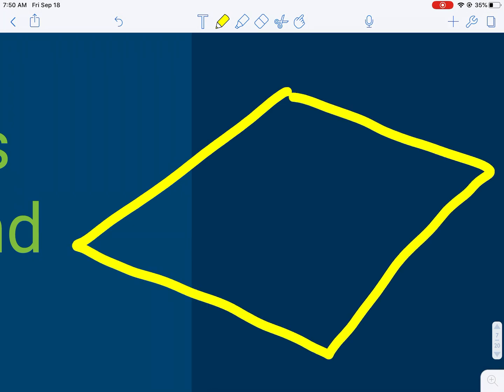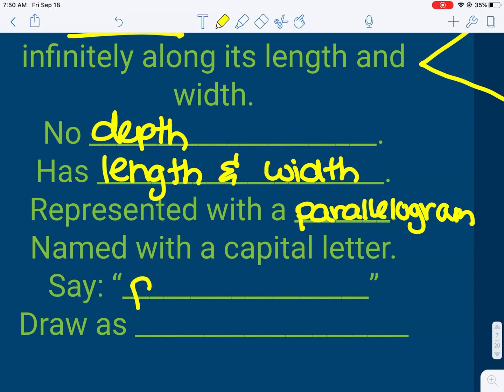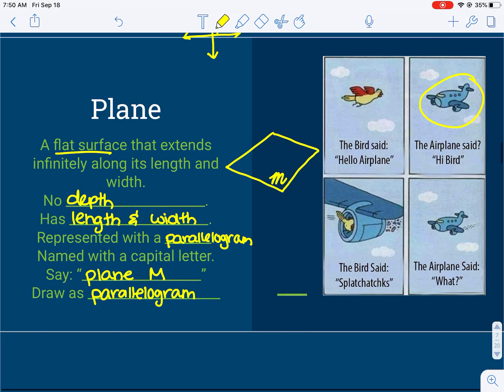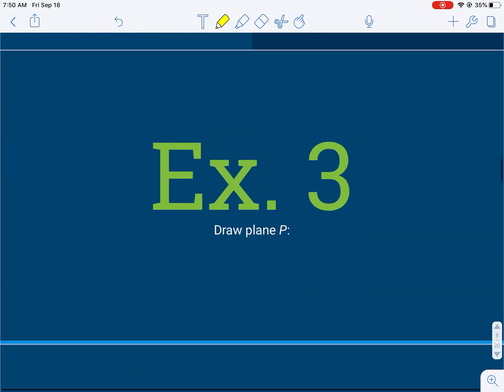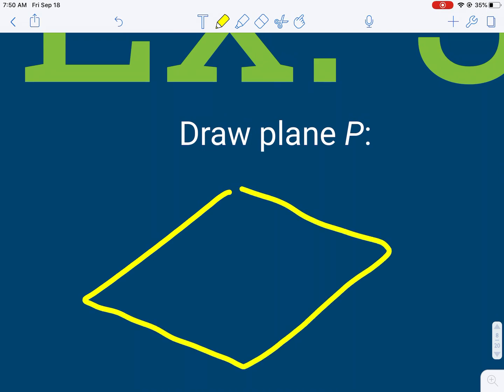So let's say I had a plane. I'm going to draw a parallelogram, and in the corner, I'm going to write a cursive letter. I would say the word plane M, and I draw it again as a parallelogram. So if I'm asked to draw plane P, I'm going to draw a parallelogram, and then I'm going to do my best cursive P in the corner.